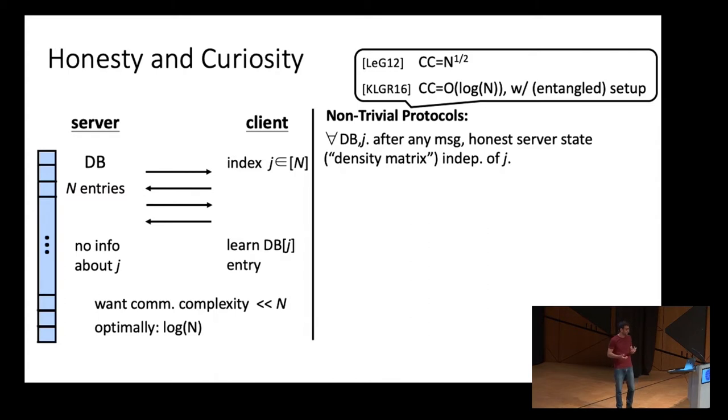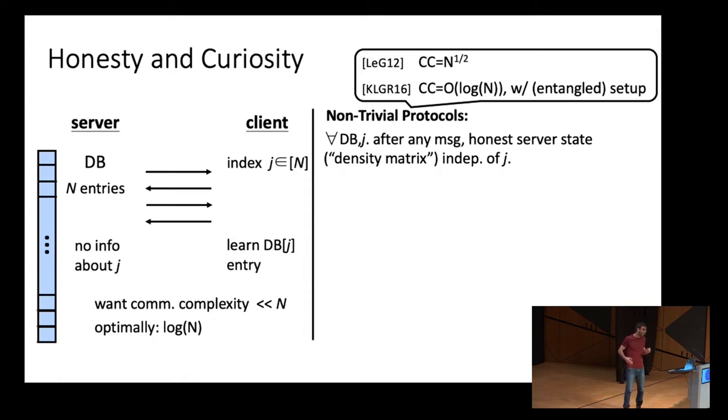And what Legal shows is that for any database and any index J, after any message that is exchanged in this protocol, the local state of the server is independent of the value J. Or, if you want to be fancy, the density matrix of the marginal state of the server is independent of the value J that the client holds, and this is true for any classical database and any classical index J. So this is one notion of security that you can think of, but it's actually kind of weak.